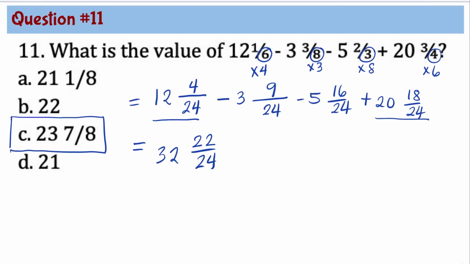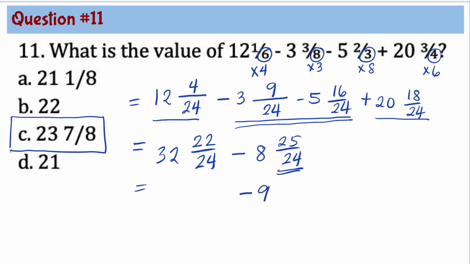Now I will also combine the two negative fractions. If I combine these two fractions, that will give me negative 8 and 25 over 24 because I need to add 9 and 16. Simplifying the second fraction further, 25 over 24 is 1 and 1 over 24. So I will rewrite this now as minus 9 and 1 over 24. Copying the first fraction, we have 32 and 22 over 24.